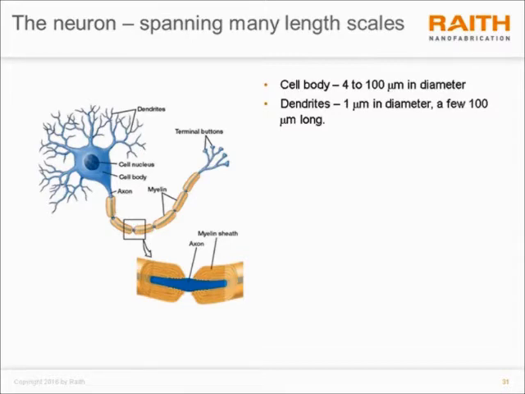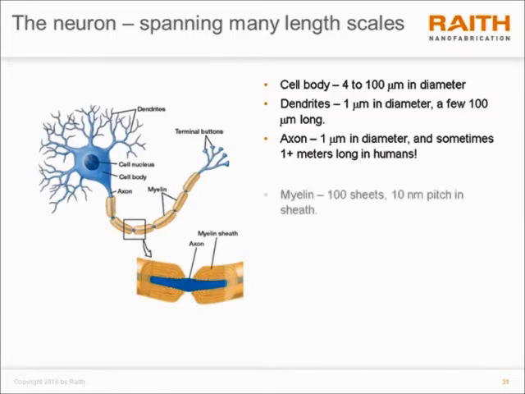And so here we have quite a range of scales. We would need to resolve dendrites that are 1 micron in diameter, but they're a few hundred microns long, which already exceeds a single field of view for scanning electron microscopy. Looking at other parts, the axon is very interesting. It is also 1 micron in diameter, but it can be 1 meter long, even longer in certain animals like humans. And finally, let's take a closer look at the myelin.